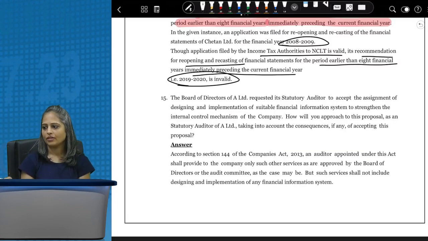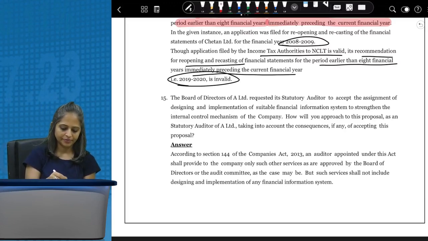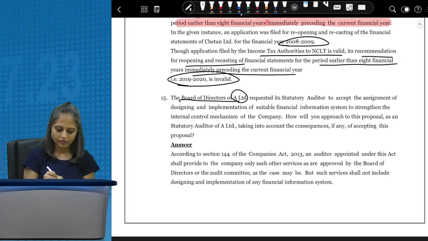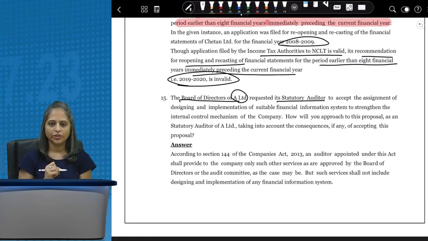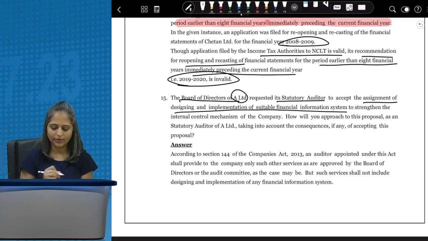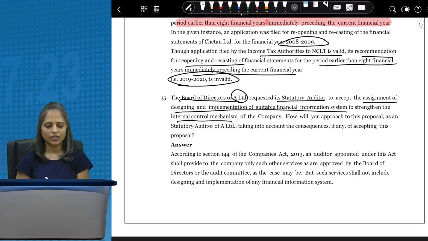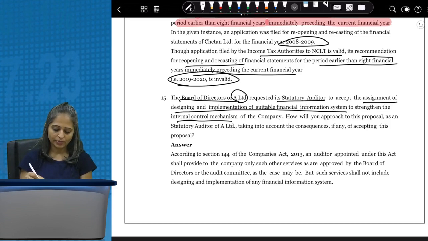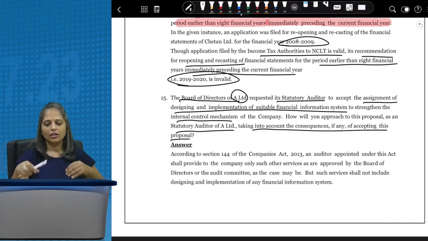Question number 15. The Board of Directors of A Limited requested its statutory auditor to accept the assignment of designing and implementation of a suitable financial information system to strengthen the internal control mechanism of the company. How will you approach this proposal as a statutory auditor of A Limited, taking into account the consequences, if any, of accepting the proposal? So here, if you are a statutory auditor of the company, why are you appointed as a statutory auditor of the company?